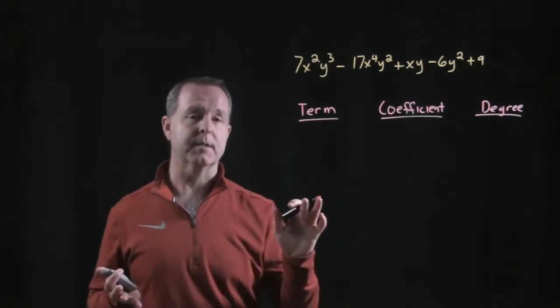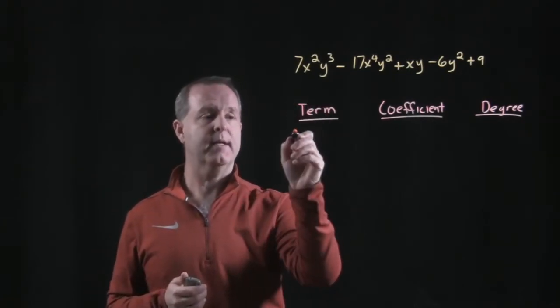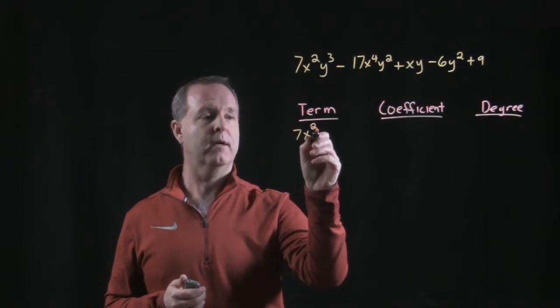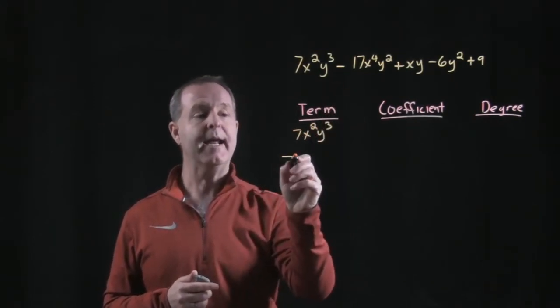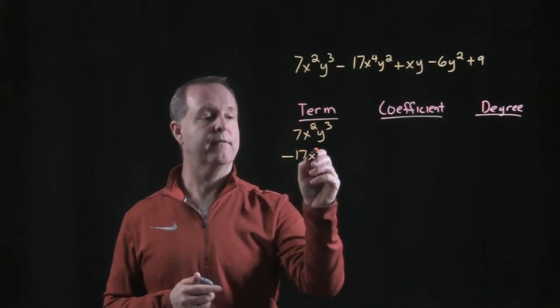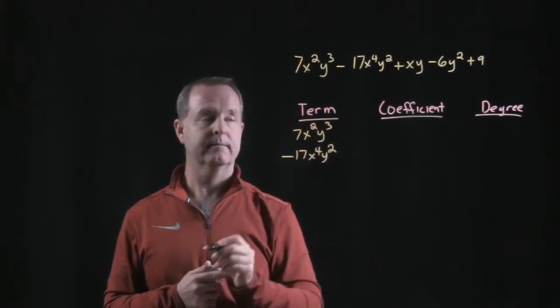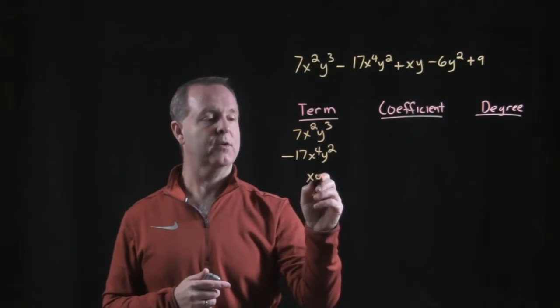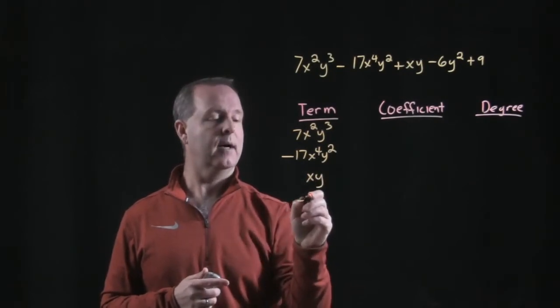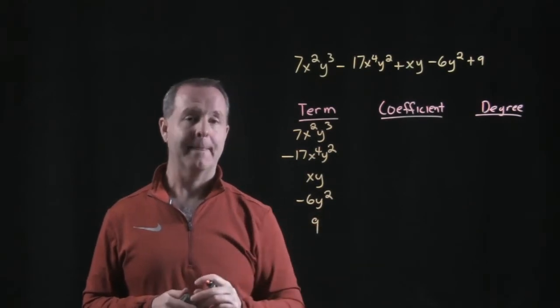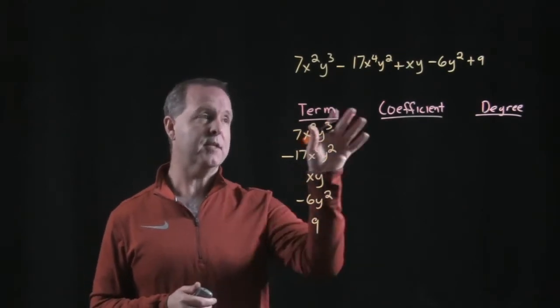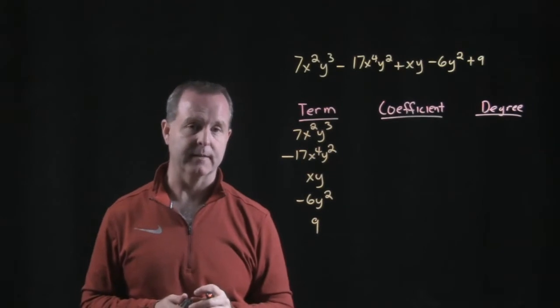So what are my terms? Well, I have a term. The first one is a 7x squared y cubed. The next term is a negative 17 x to the fourth y squared. I have an xy, a minus 6y squared, and a 9. All of those are the terms of this particular polynomial expression.